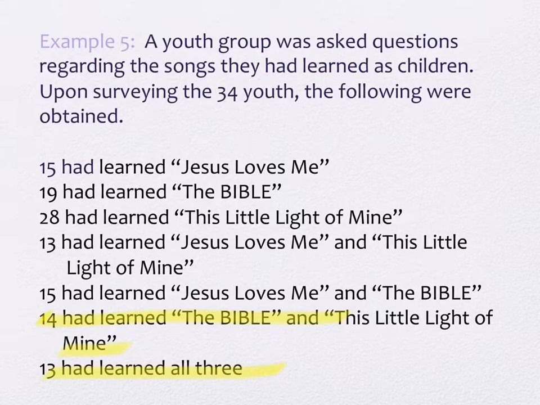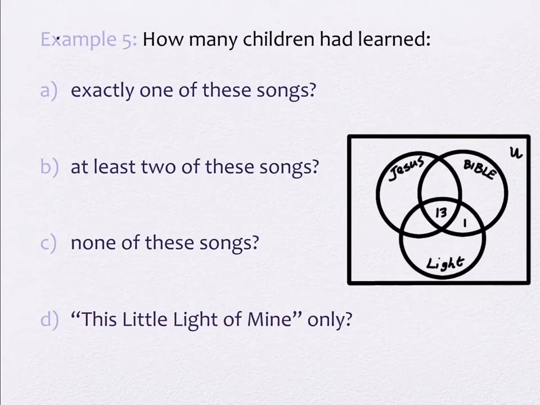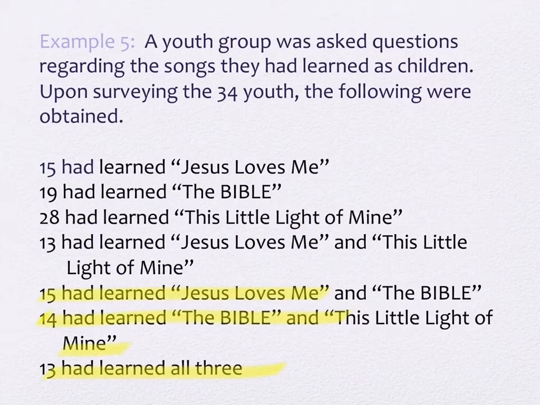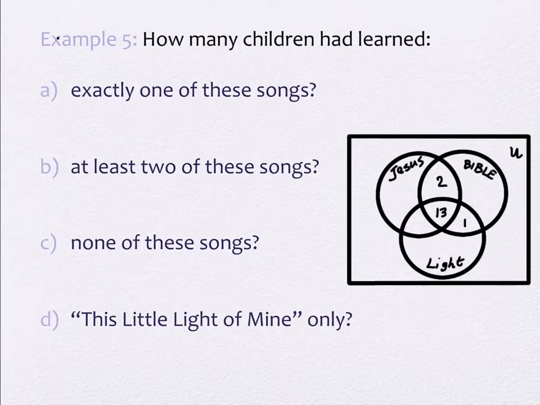What would you like to do next? The 15 at the bottom, so to speak, right here, right? 15, Jesus Loves Me and the BIBLE. So that will be a 2 in the top overlap. What's next? 13, Jesus Loves Me and This Little Light of Mine. So what am I going to do? Yeah, totally cool. No problem putting a 0 in my diagram.